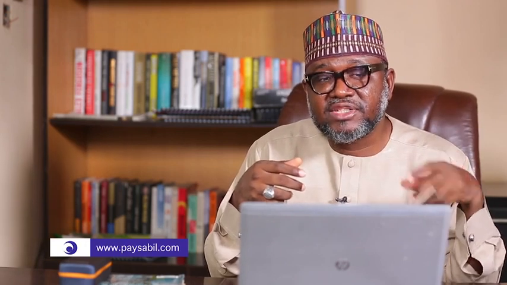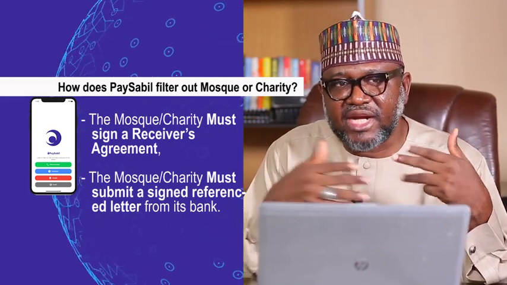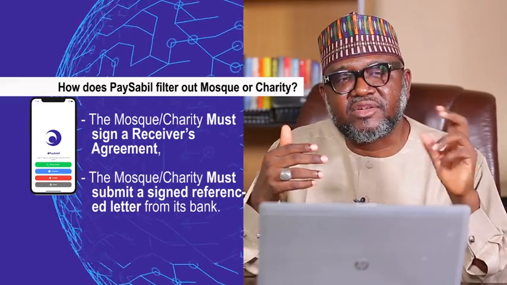Not only that, they must also bring a reference letter signed and stamped by their bank, with their bank account and the bank account officer stamped. And then our project validation council will go and do a background check on the existence of that bank account, whether it has a single signatory or a double signatory. There are issues that we don't tolerate. PaySabil will never register an organization with a personal bank account, an individual's bank account, or a limited liability bank account. We don't do that. So we make sure that all these checks are done. Then we onboard the mosques. Those that do not meet up with our requirements are dropped, even if they have registered.